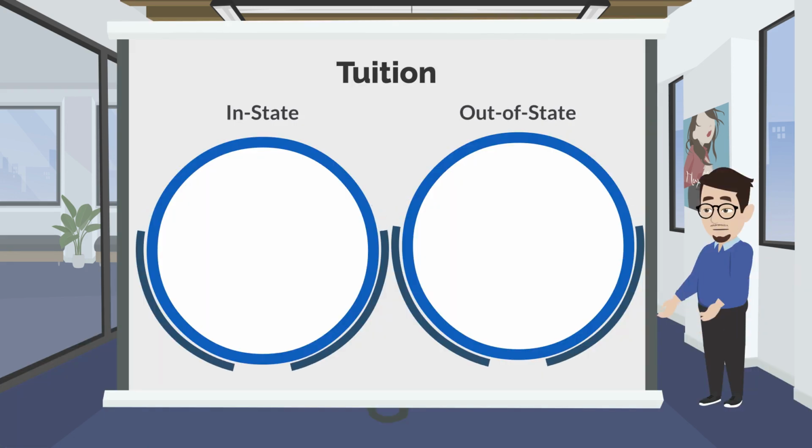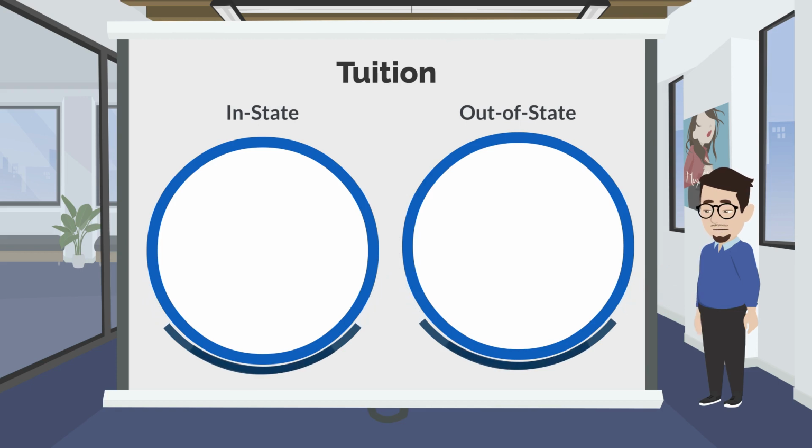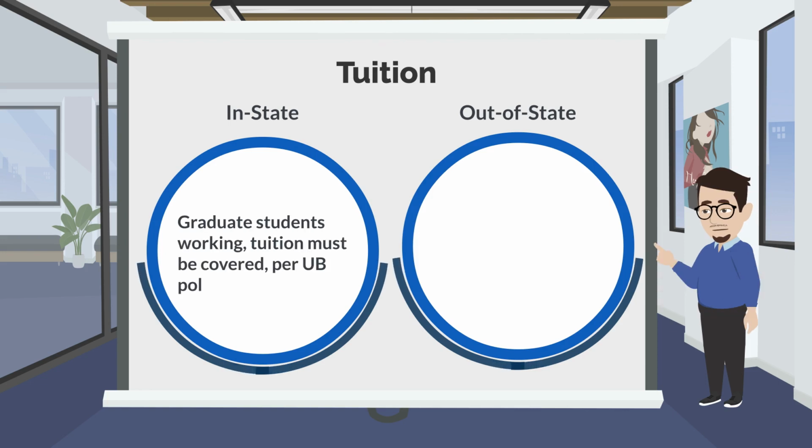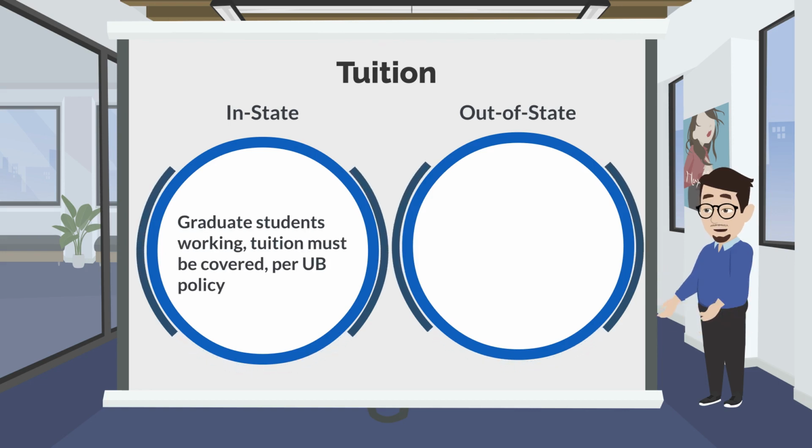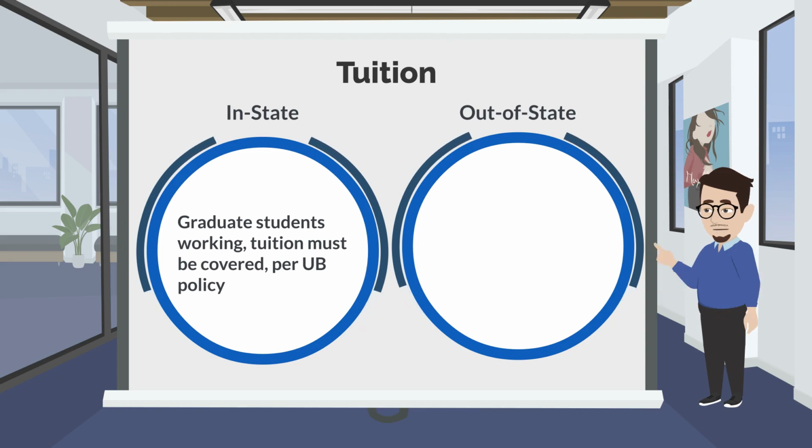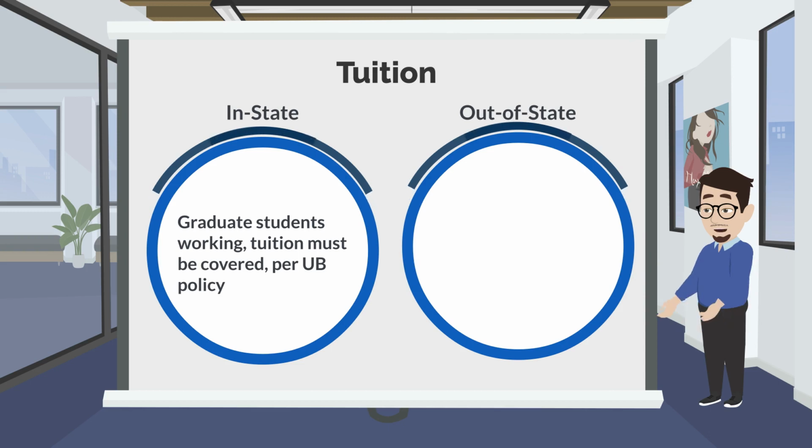Moving on to tuition. There are two types to consider: in-state and out-of-state. If graduate students are actively working on the project, UB policy requires their tuition to be covered. The exact rate to be used is determined by the PI. If the PI is unsure, out-of-state tuition rates are used as a default.